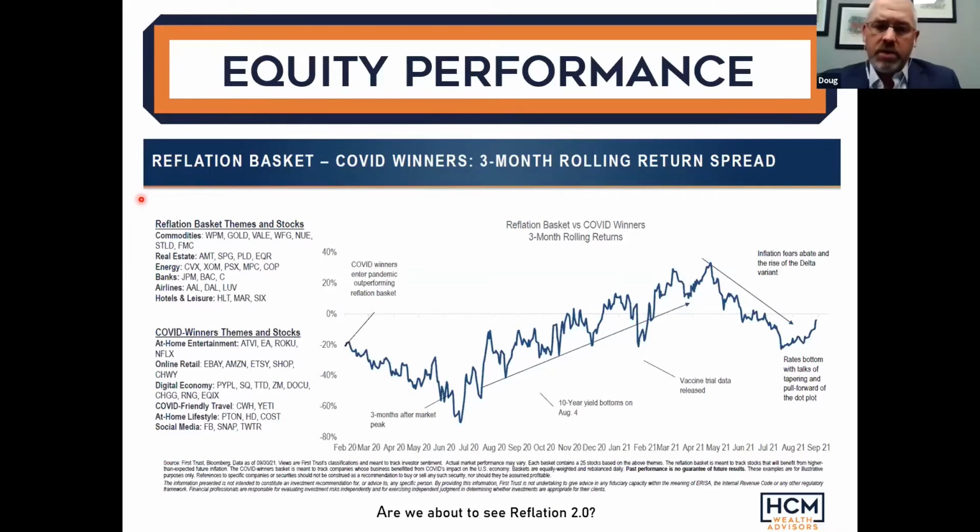Now, as we look at this chart, this goes all the way back to February of 2020, right at the very beginning of COVID breaking out. What you'll see is this is just a ratio chart showing a reflation basket, and the reflation basket and themes are represented by things like commodities, real estate, energy, banks, hotels, things that are very cyclical, very economically sensitive.